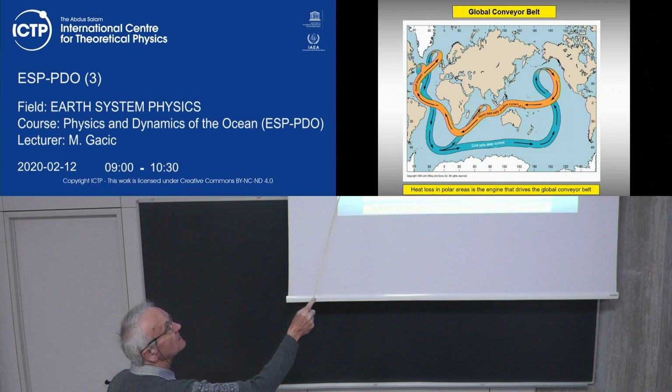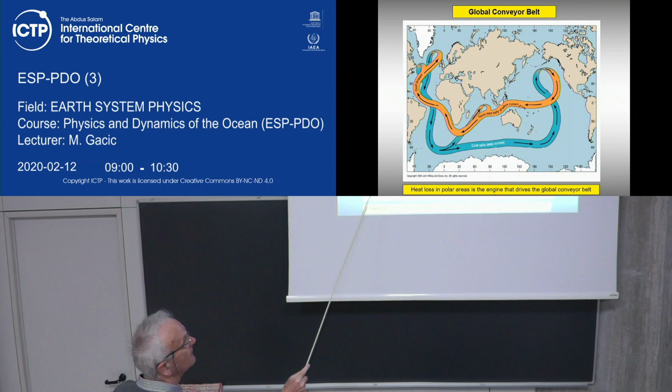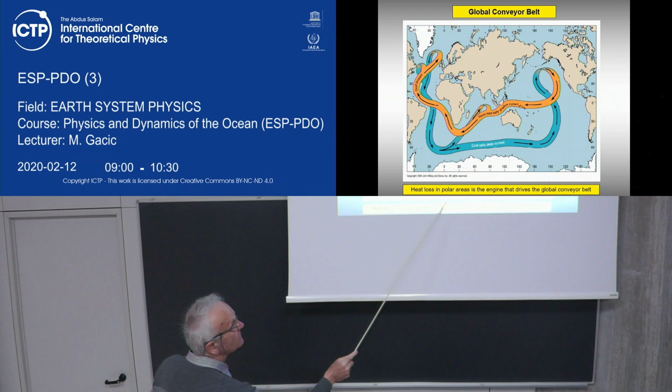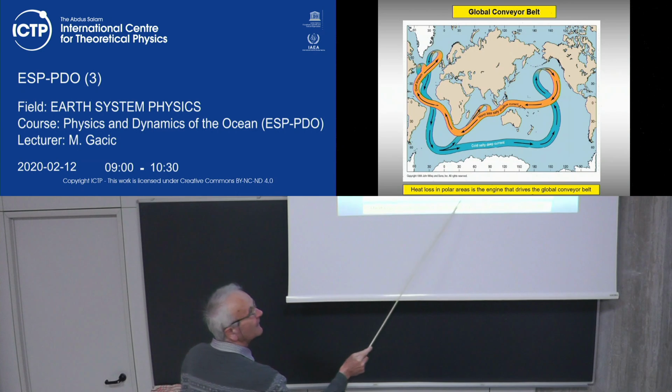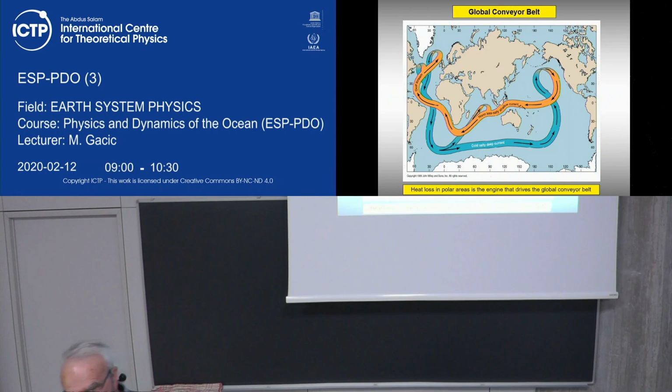So this water which is sinking here is spreading along the bottom of the Atlantic Ocean, then goes into the Indian and Pacific Ocean. After some time, there is a very slow upwelling. So this water, which is in the bottom layer, slowly wells up toward the surface.